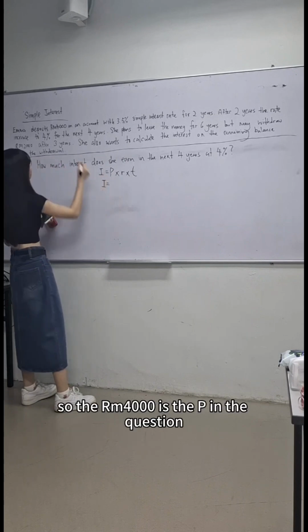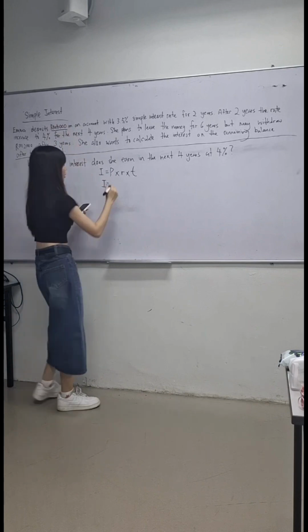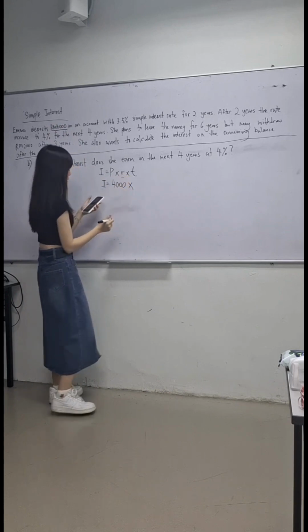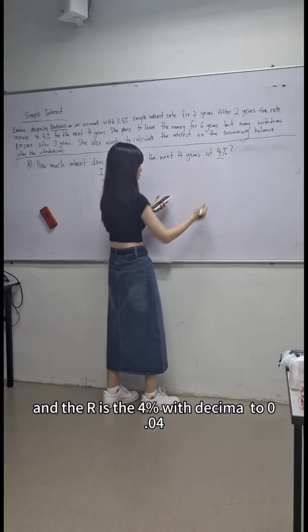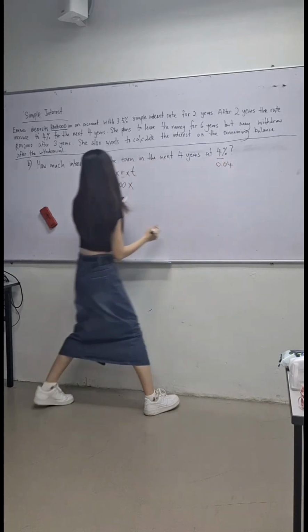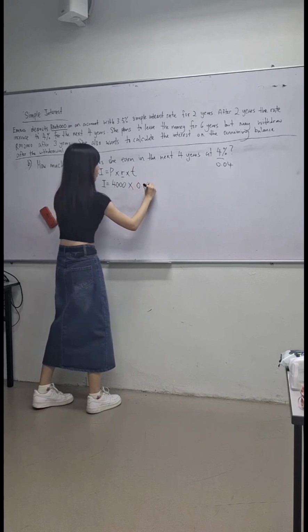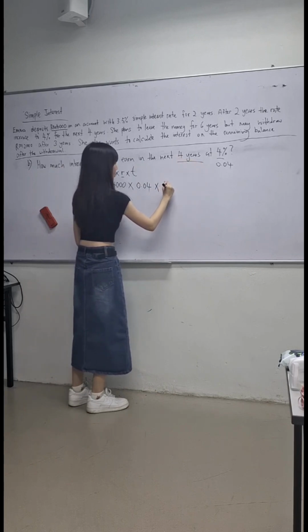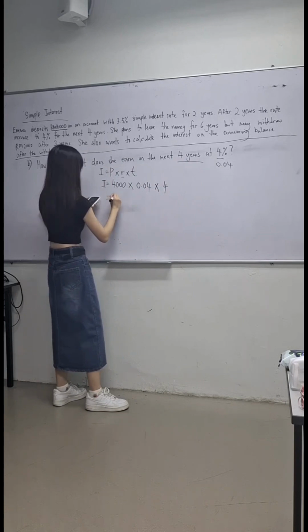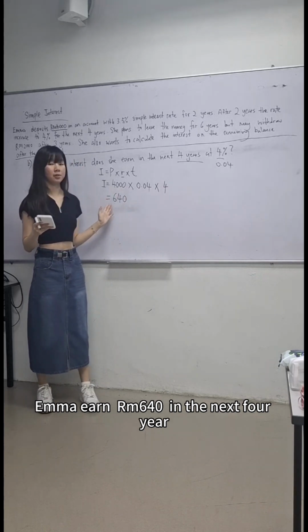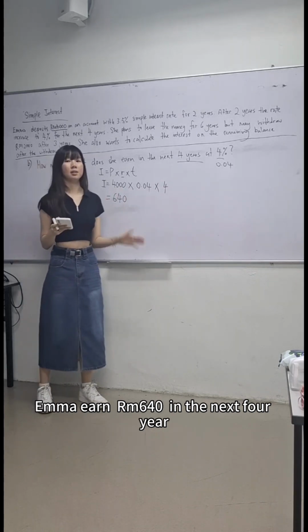So the 4,000 is the P in the question. And the R is the 4%, we change it to decimal 0.04. And the T is 4. So the answer is Emma earned 640 ringgit in the next 4 years.